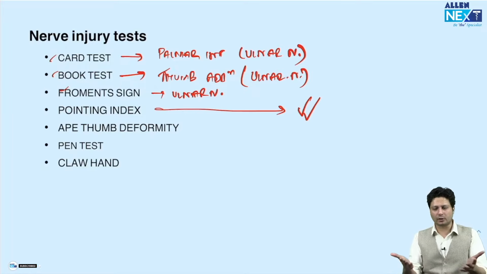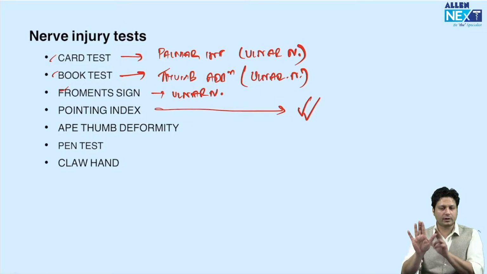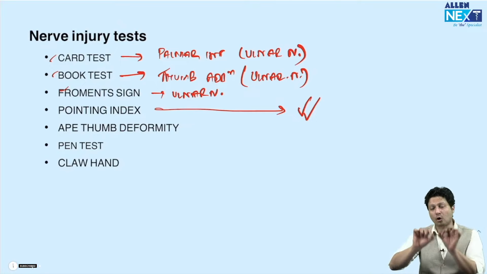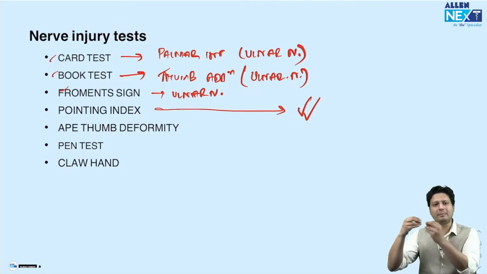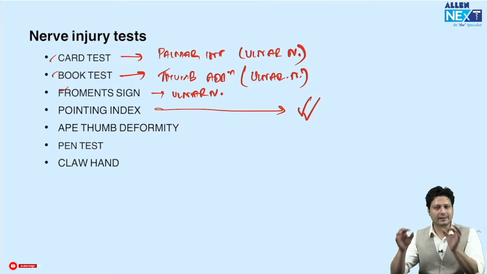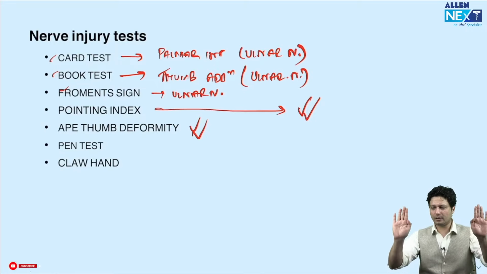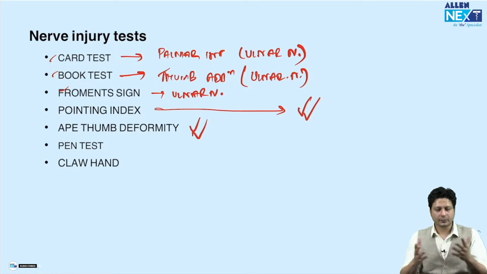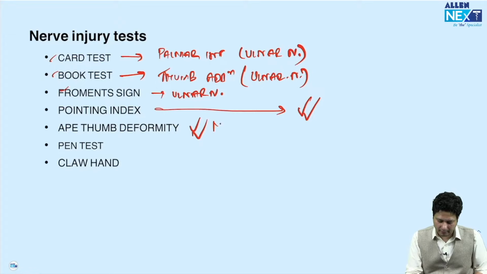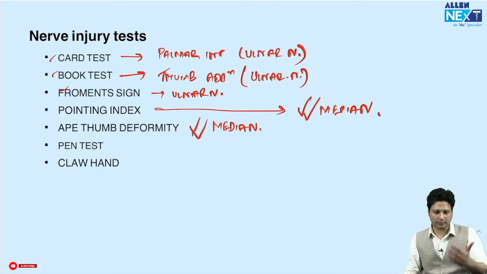Next is ape thumb deformity. You already know one of the movements of the thumb, that is adduction, is not under the control of median. So if there is a median nerve injury, then all the muscles will be paralyzed except adductor. So it will go into adduction, leading to ape thumb deformity. Alright, this is how the ape thumb deformity will look. So it is again a feature of median nerve injury. Both pointing index as well as ape thumb deformity are features of median nerve injury. At least one question they are going to ask you out of this topic.